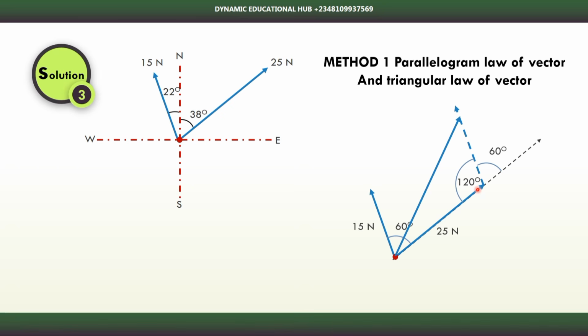Diagonal drawn from point of intersection. Here we go. So this represents our what? Our resultant force. So this 15 Newton that is acting here, you can bring it here. That is what I'm telling you. 25 is here. You have 120 degrees inside here. If you want to apply cosine rule, now you will use 120 degrees.